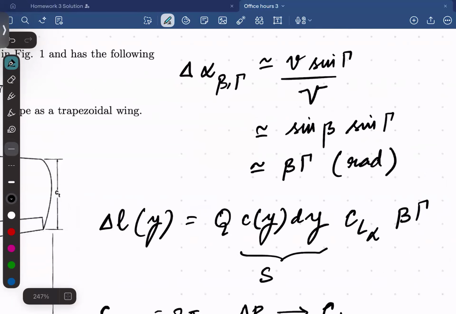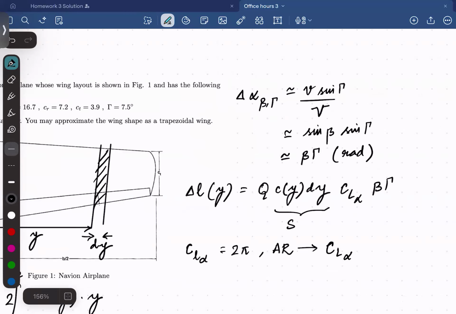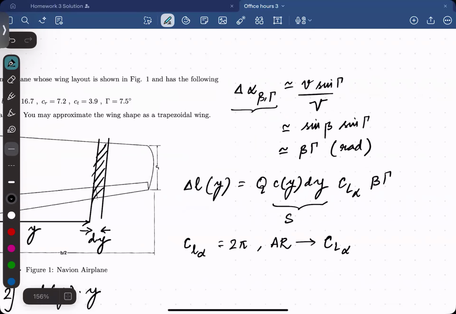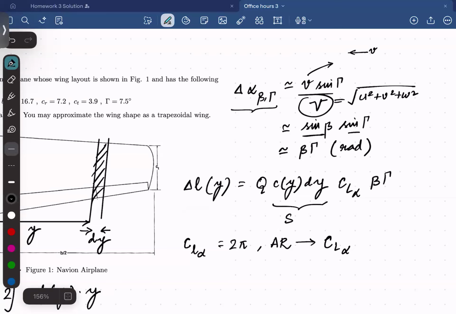First of all, we need to go to the root. Both the wings are seeing a change in angle of attack because of the side slip and the dihedral combined. This is given as small v times sine gamma over cap V, where small v is the component of the velocity causing the side slip, and cap V is the total velocity, which is the root of u squared plus v squared plus w squared. Small v over cap V is sine beta. Applying the small angle approximation, which has been discussed multiple times, it simply becomes beta times gamma.